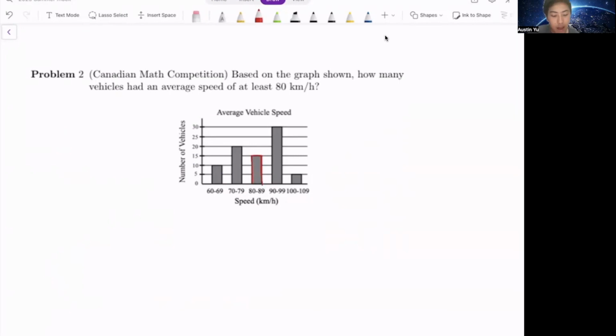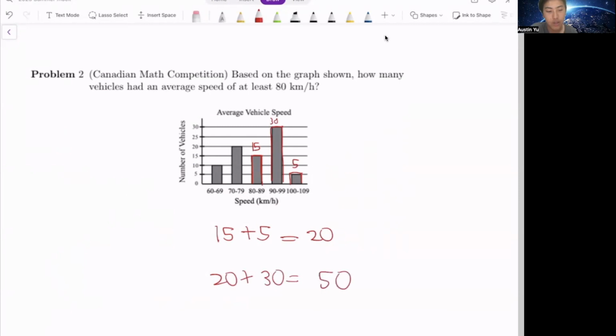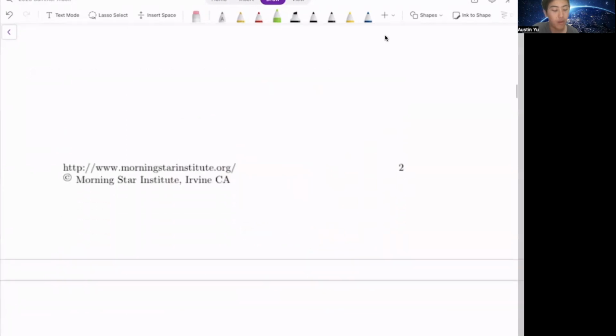Well, we see here that between 80 to 89 kilometers per hour, we have 15. So we've marked 15 here. And then from 90 to 99, we have 30. So we mark 30 here. And then finally from 100 to 109, we have 5. So all we have to do is add these numbers together. 15 plus 5 equals 20, and 20 plus 30 equals 50. So 50 vehicles.